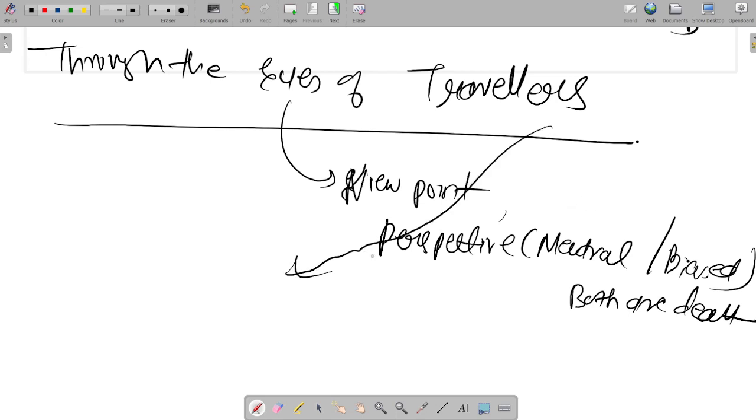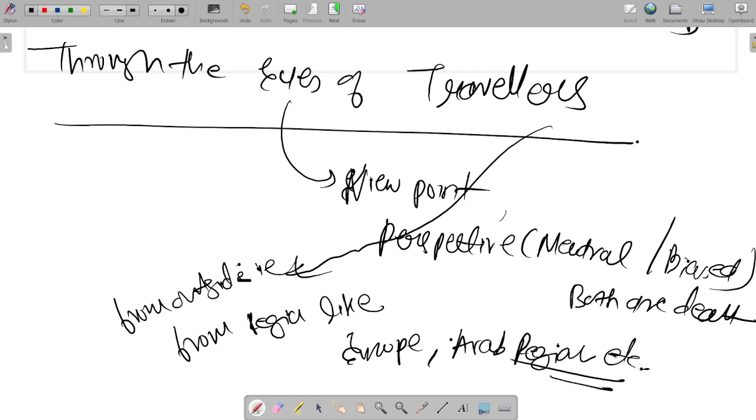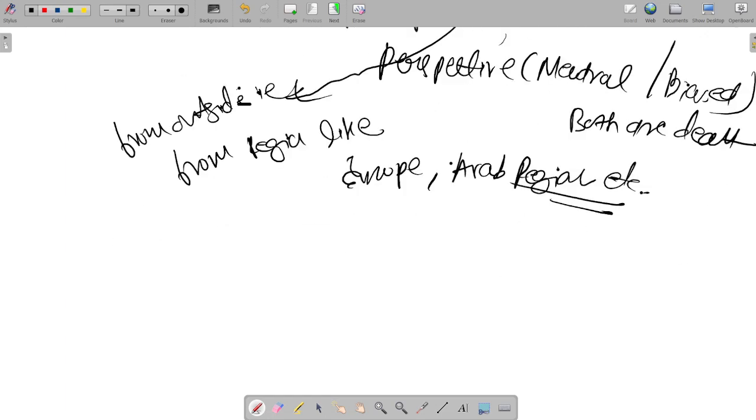Travelers here means the travelers from outside India, that is from regions like Europe, the Arab region, etc. We will deal with them accordingly.